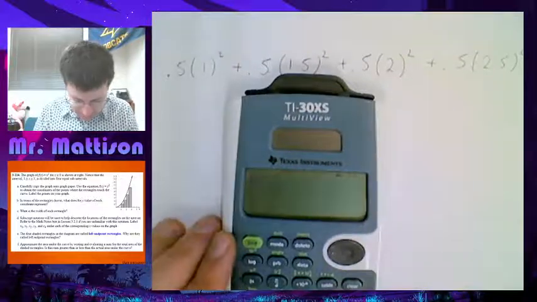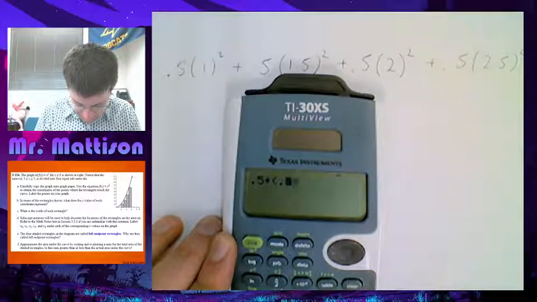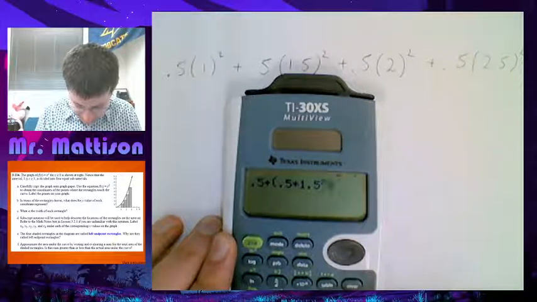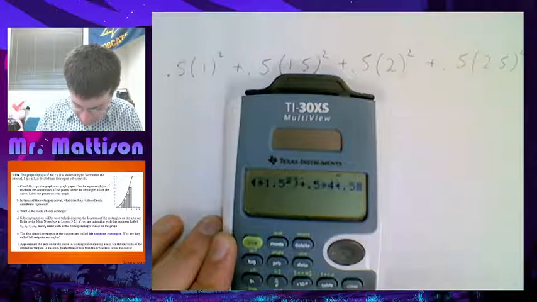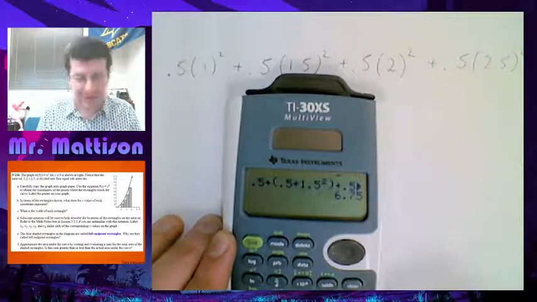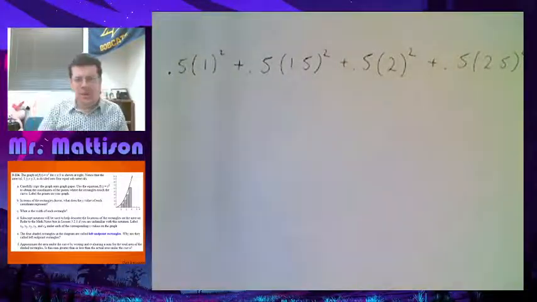So that's just going to be 0.5 plus 0.5 times 1.5 squared plus 0.5 times 4 plus 0.5 times 2.5 squared. You get 6.75, right? So pretty easy. We just added all of those up and we're done.